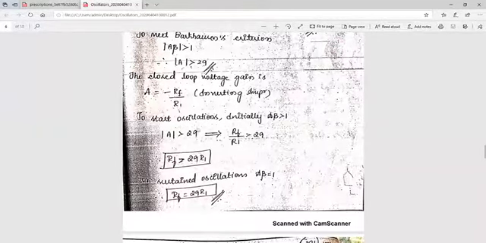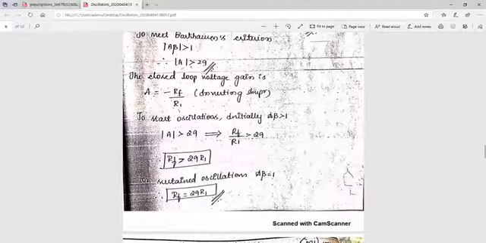So to start oscillations, initially we have to keep A beta greater than 1. So if I keep the gain greater than 29, RF by R1 should be greater than 29. So I have to choose RF to be greater than 29 times R1. And once the oscillations are increasing, after that I will make A beta equal to 1. So RF will be equal to 29 times R1. Then I will get a sustained oscillation.